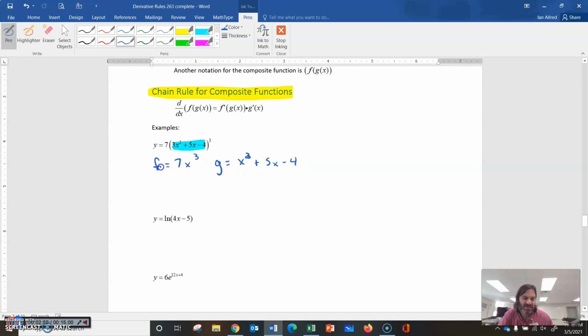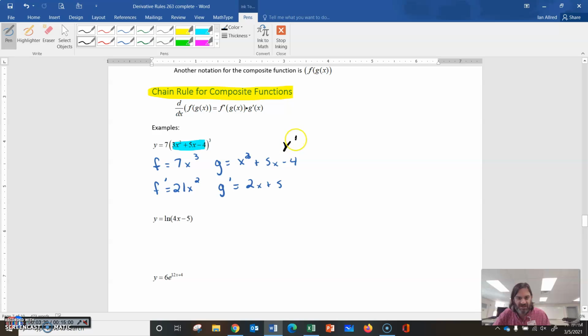So in that scenario, if I plugged g into the input for f, I would get the original y function back. So let's see, can I find the derivative of each one of these? Well, the derivative of 7x cubed is going to be f prime of 21x squared. G, which is x squared plus 5x minus 4, gives me g prime of 2x plus 5. So I have all the pieces. So let's put this back together as a derivative.